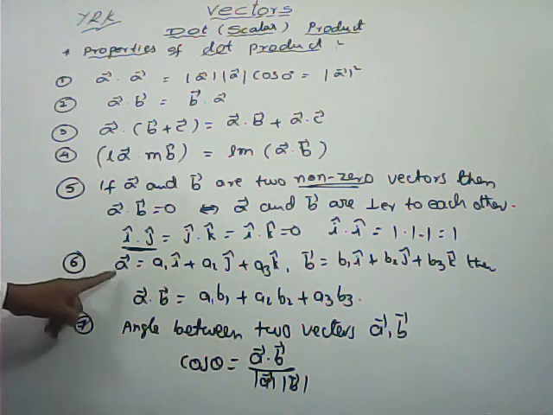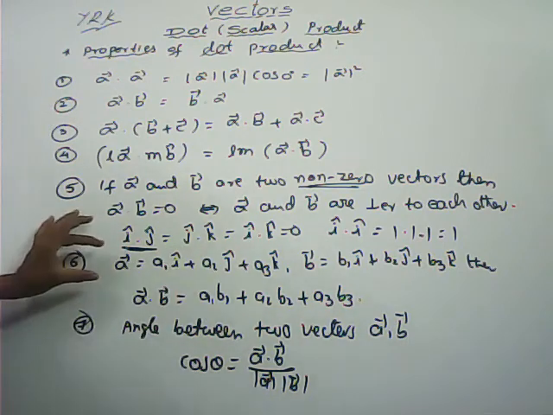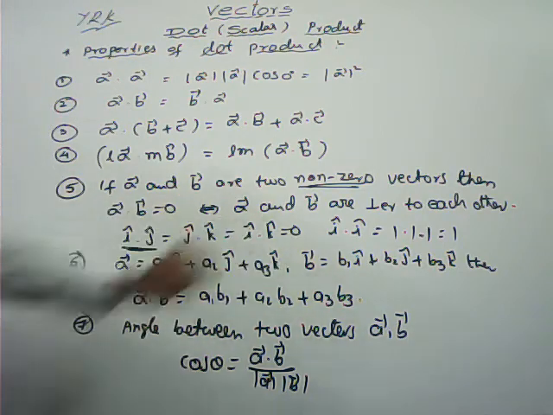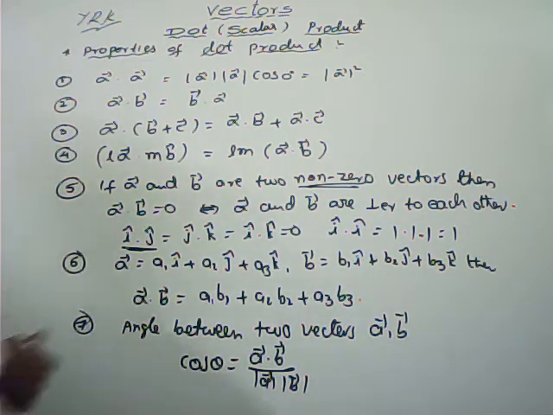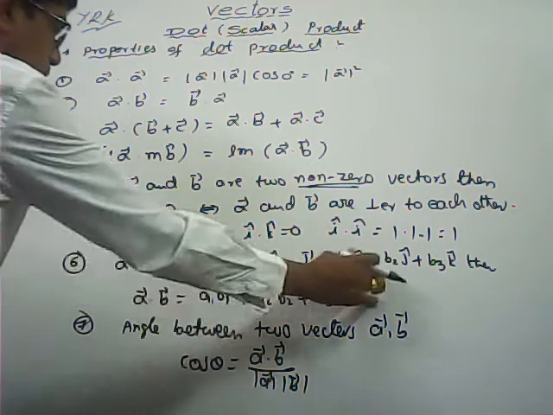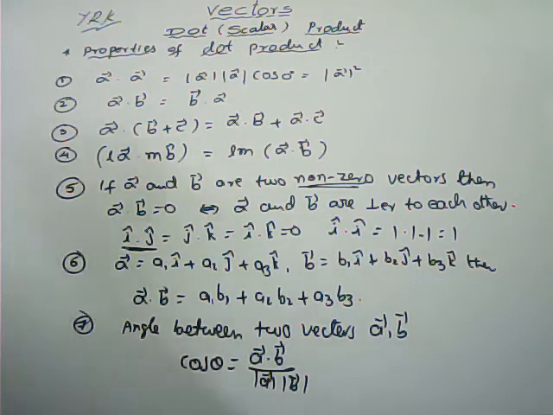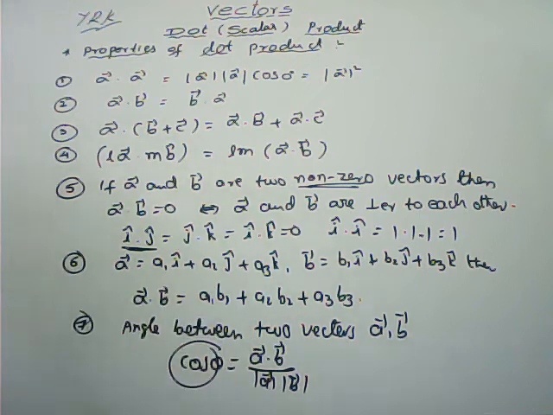Now a bar equals a1 i cap plus a2 j cap plus a3 k cap. Take any one of the vectors, b bar also I have taken one of the vectors. Their dot product we can write directly. We can multiply the coefficients only: a1 b1 plus a2 b2 plus a3 b3. And here, what about a bar dot b bar? That is modulus of a bar into modulus of b bar into cos of the angle between the two vectors. If I make this the subject, cos theta is equal to a bar dot b bar by modulus of a bar into modulus of b bar.